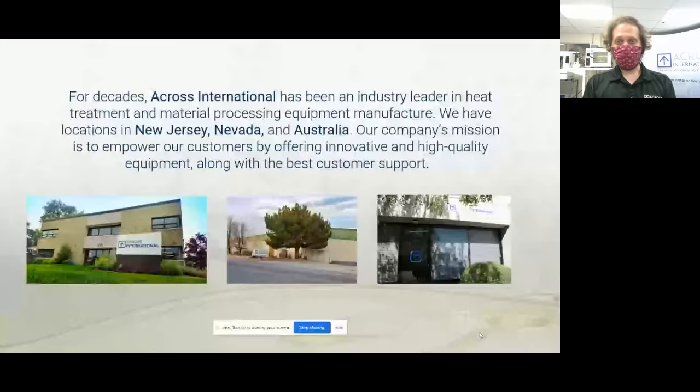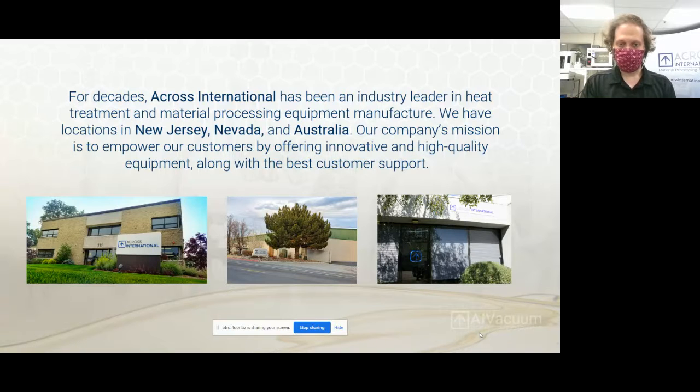For decades, we've been an industry leader in heat treatment and material processing. Our company's mission is to empower customers by offering innovative, high quality laboratory equipment, along with the best customer service and support. We have 12-hour support in North America, South America, and technically Central America, and distributors on every major continent except Antarctica. If you ever have any questions or ways we can help, please feel free to reach out, and we'll make sure your experience with the laboratory equipment is a satisfying one.